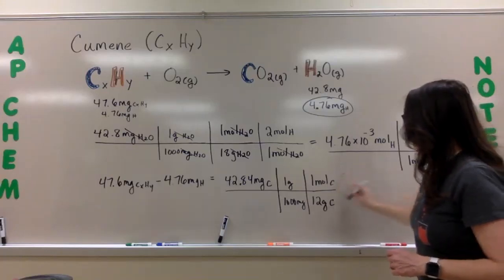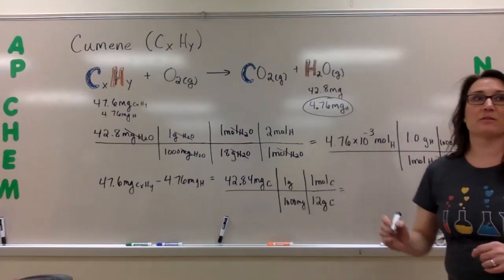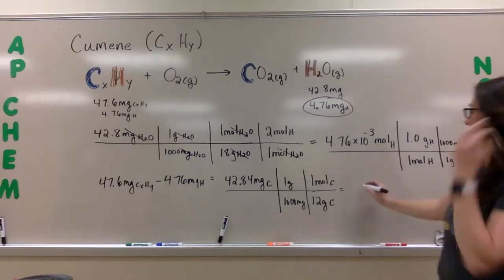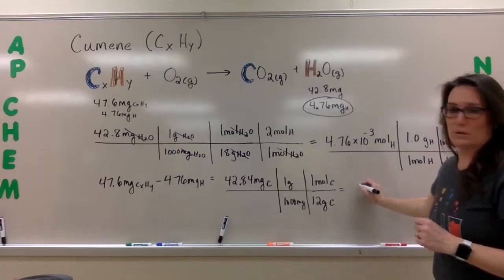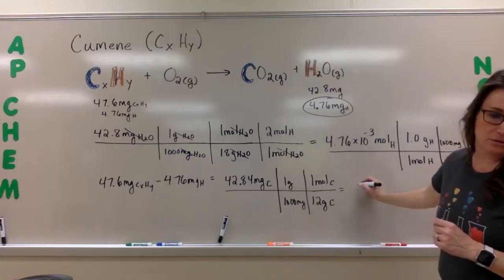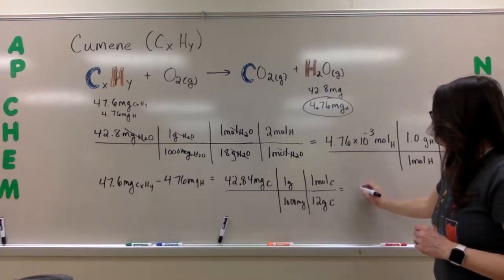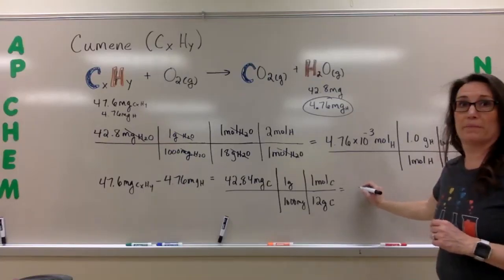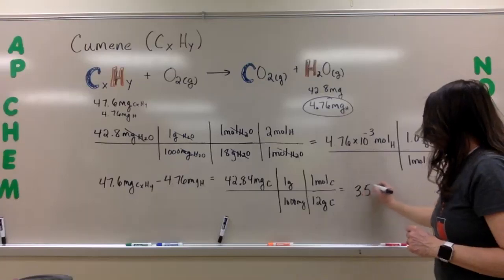Again, there's more than one method to solve this problem. I like this method, though. I like the way you guys are going. It's going to be small again. Anybody get it? 3.57 times 10 to the 3rd.